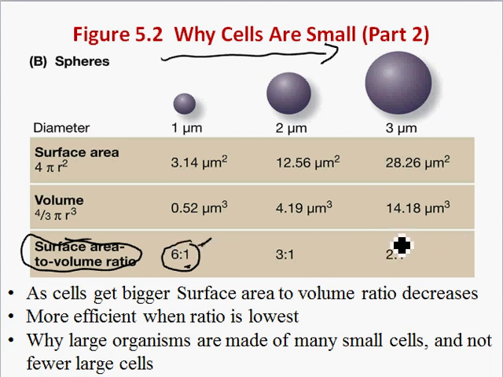Let's look at the bigger cell. The surface area to volume ratio is 2:1. So the surface area is only 2 times as big as the volume. If you look at the surface area, it's about 30 microns squared. The volume's about 15. So the surface area is about twice as much as the volume. So it's a 2:1 ratio. So here it has just about twice as much surface area to allow stuff in and out compared to the volume inside.